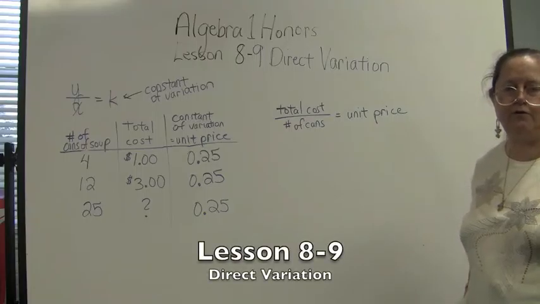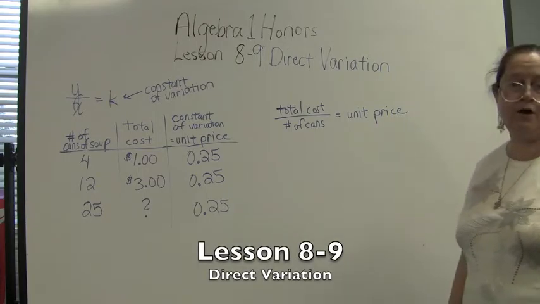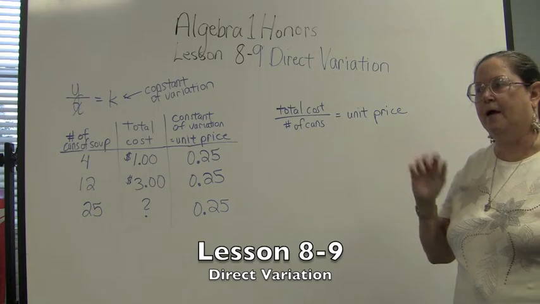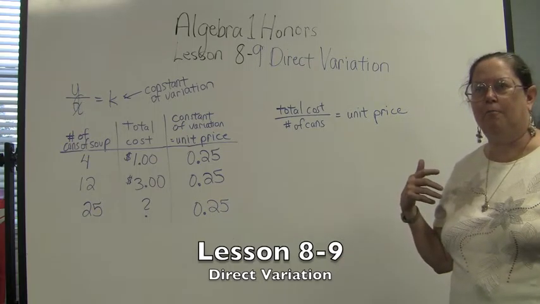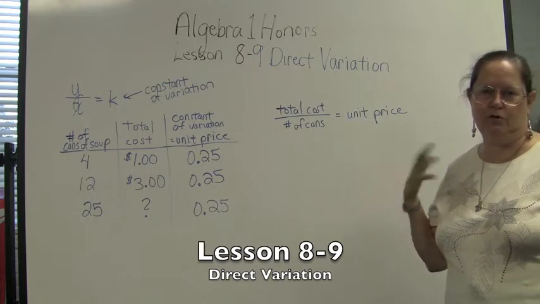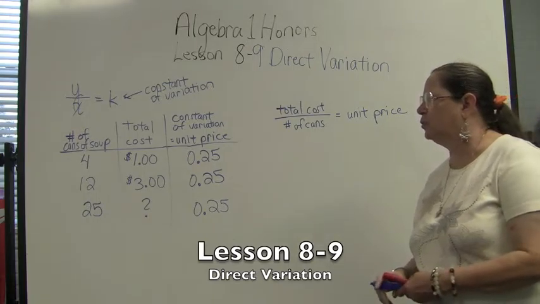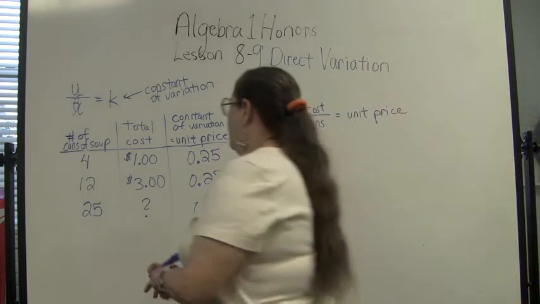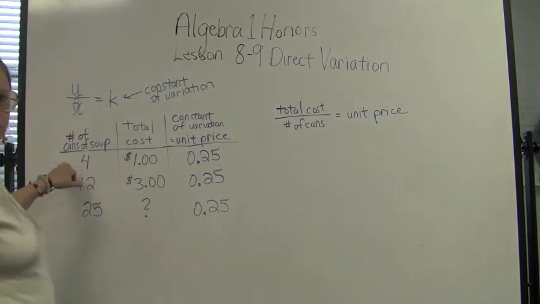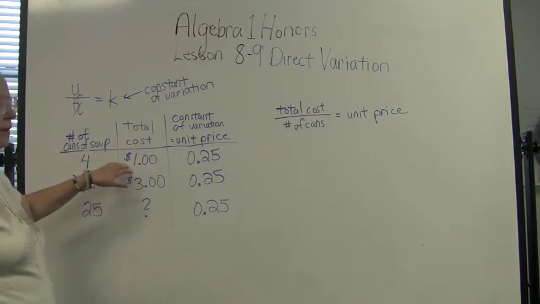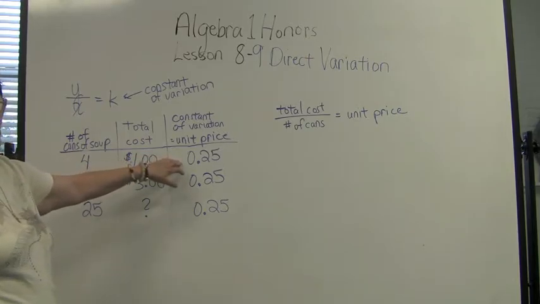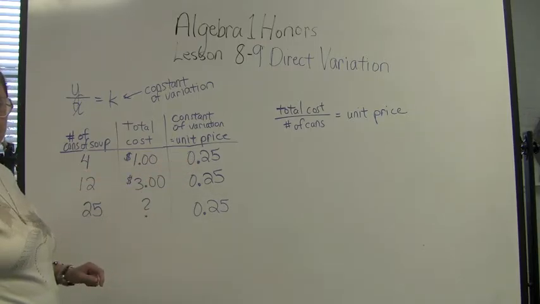Welcome to Algebra 1 Honors. This is Lesson 8-9, Direct Variation. And direct variation, I always tell people to think about as buying cans of soup. It's a good model. If you go to a store and you buy 4 cans of soup, same kind of can of soup, and it costs you $1, the unit price, i.e. each can, costs you 25 cents.